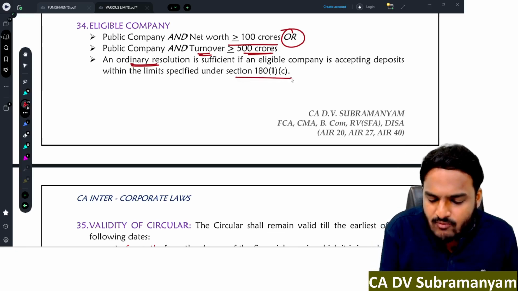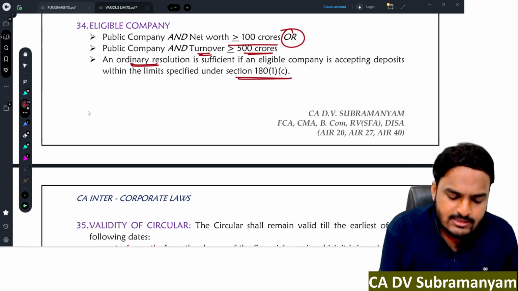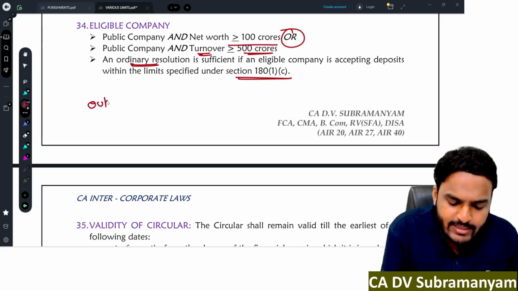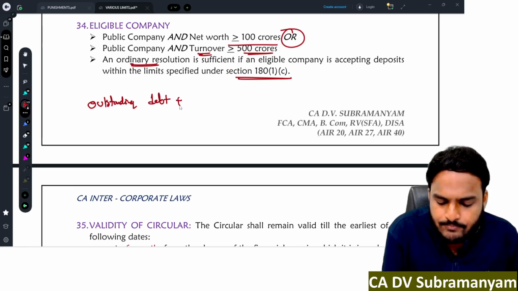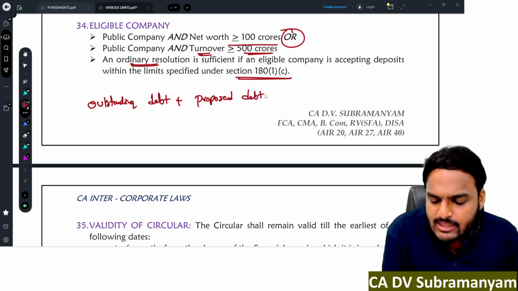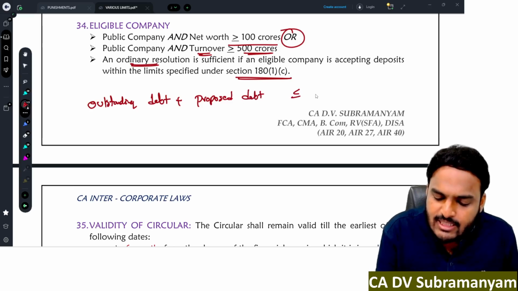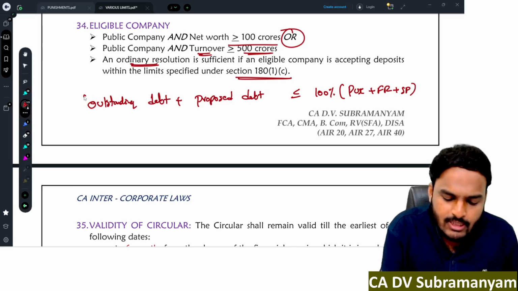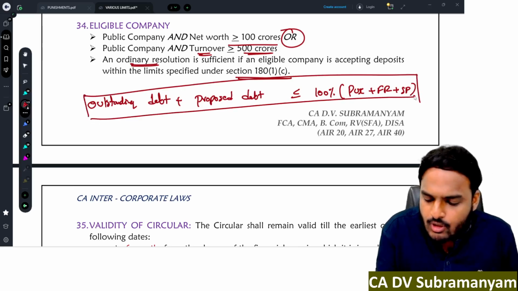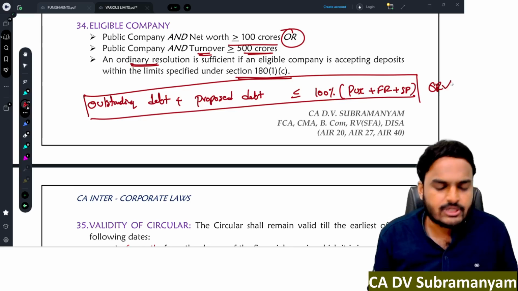So what is this, Section 180(1)(c), sir? See, ma'am, outstanding debt plus proposed debt: if it is within the limits of 100% of paid up share capital plus free reserves plus securities premium, in that case an ordinary resolution is sufficient.